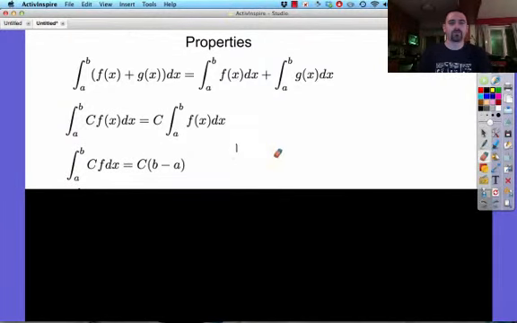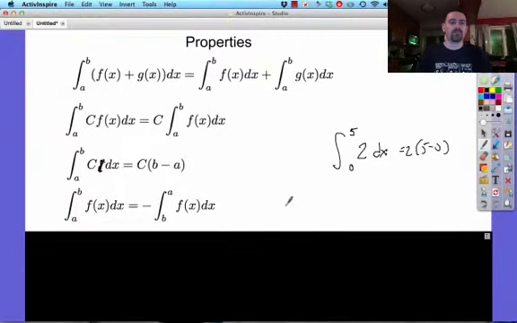Here's an interesting one. If the function is just a constant function, we're missing something here. There should be no f here at all. If the function is just a constant function, so I'm taking the integral from 0 to 5 of 2 dx, then all I need to do is take 2 times 5 minus 0, and that's the integral.